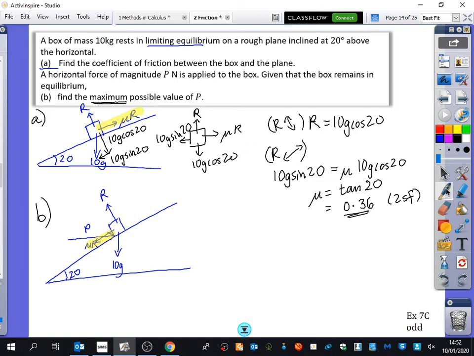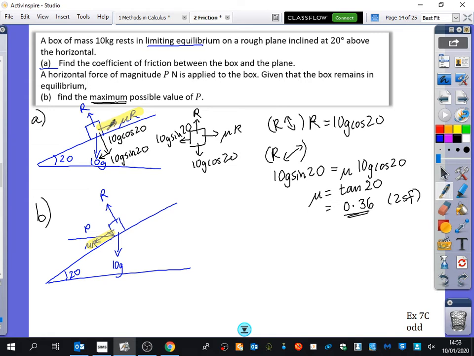Say that again, what do you mean? That's the only reason it says maximum possible value of P, so that we make that conclusion. Maximum possible value of P means it's pushing so hard, it's going to start going up the slope. The minimum possible value of P is just 0, because if there's no pushing force, it doesn't move. We already have seen when there's no pushing force, it doesn't move.